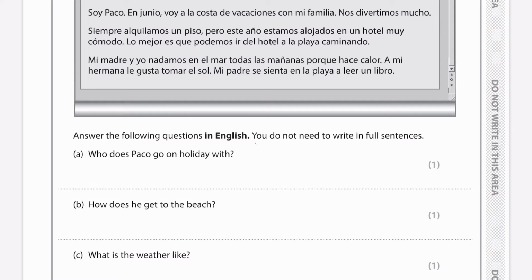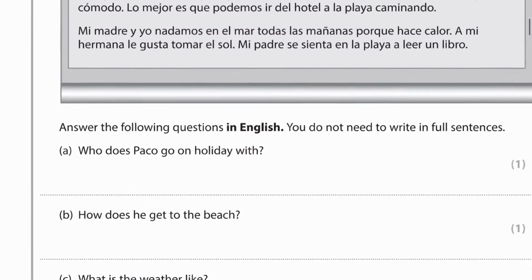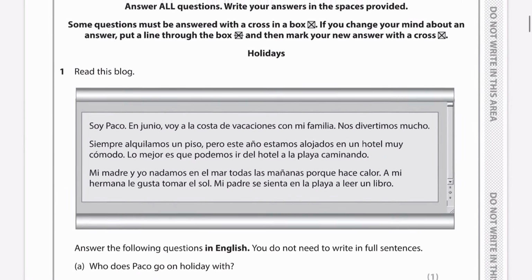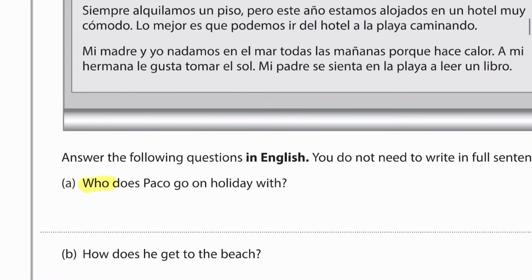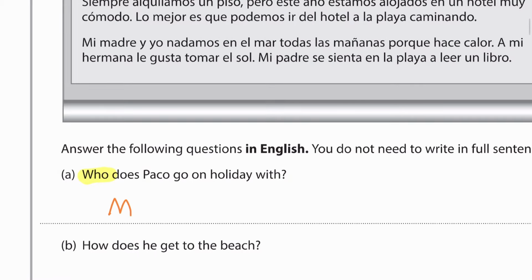Answer the questions in English. Who does Paco go on holiday with? So here he says, voy a la costa de vacaciones con mi familia. The only personal group of people, because obviously the question is who, so it has to be some personal group of people, is mi familia. So the answer must be mi familia. I'm answering in English, so my family, or his family, you have to say, don't we? His family.